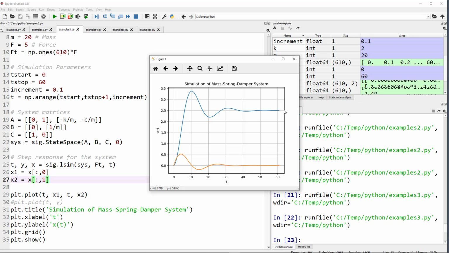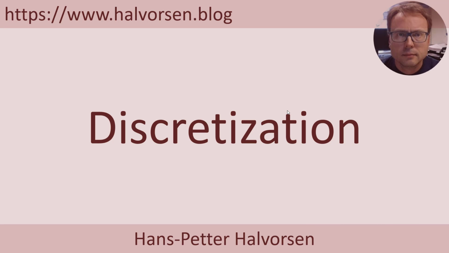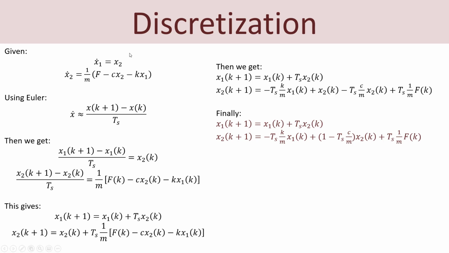So now I have defined the mass spring damper system in 3 different ways, and I have used 3 different methods and 3 different Python libraries in order to simulate the mass spring damper system. In the next example, I will find a discrete version of this mass spring damper system.